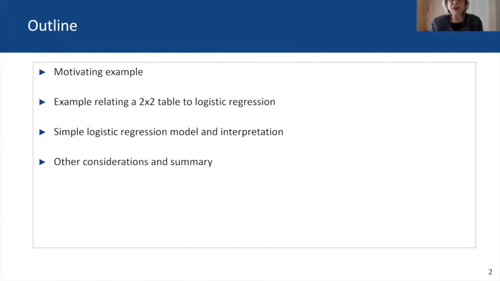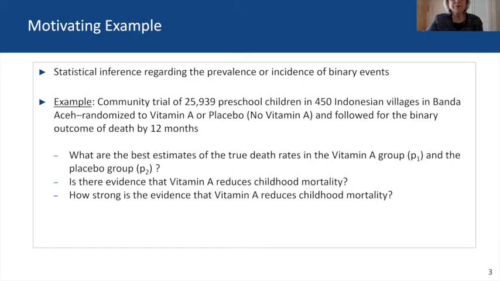So this should hopefully be a gentle introduction to logistic regression. We'll start with a motivating example. We'll look at relating a 2x2 table to measures of association as well as logistic regression. And then we'll look at a simple logistic regression model using Stata, as well as the appropriate interpretation of the output from Stata for this logistic regression. And we'll end with other considerations and an overall summary.